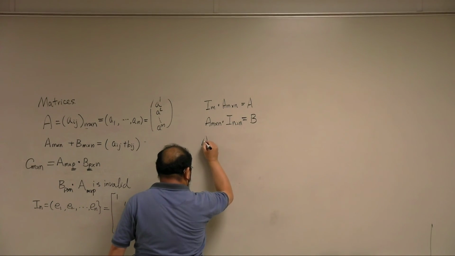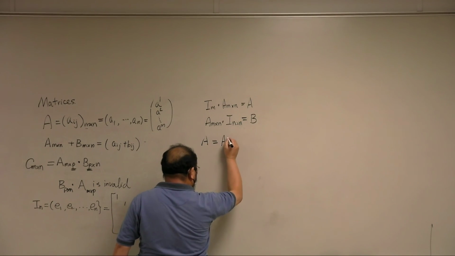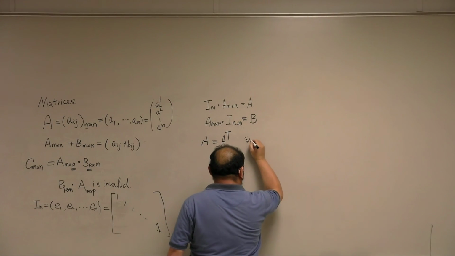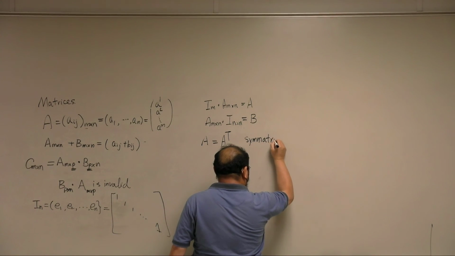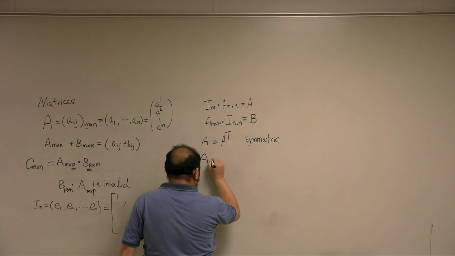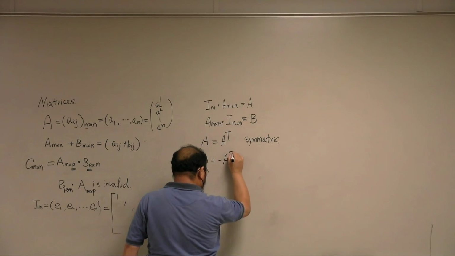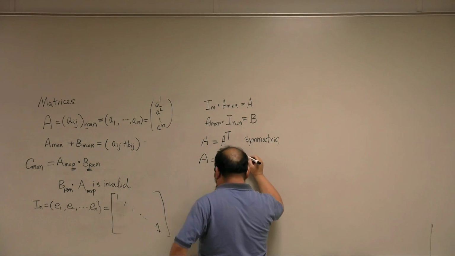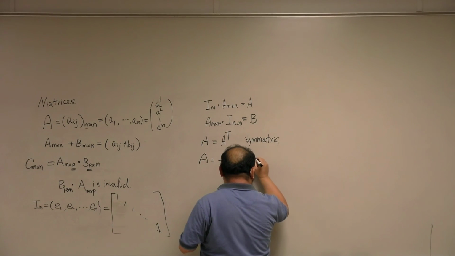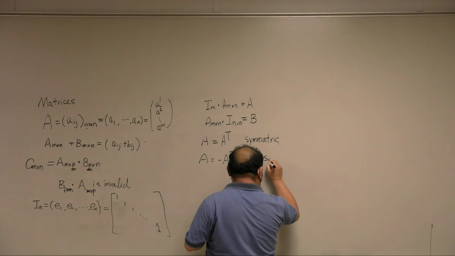If A equals A transpose, we call this matrix symmetric. If A equals negative A transpose, we call it skew symmetric.